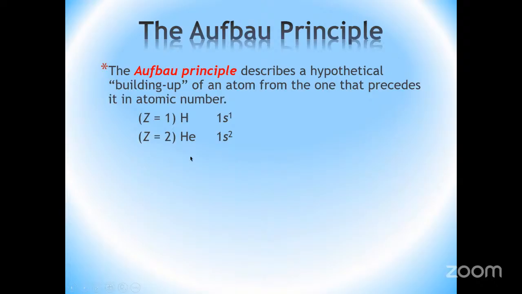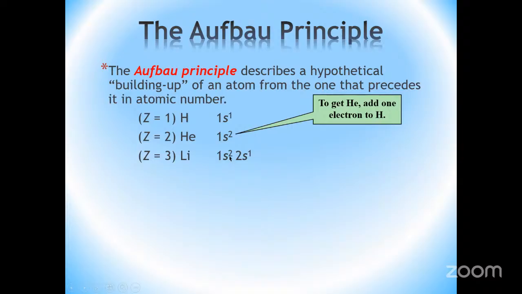If you were to get to the next element, lithium, which requires 3 electrons, the first 2 electrons will go into the 1s sublevel. That is full, which means that the other electron now will go into the next higher sublevel, which would be the 2s sublevel. As a result, the electron configuration of lithium is 1s2, 2s1.